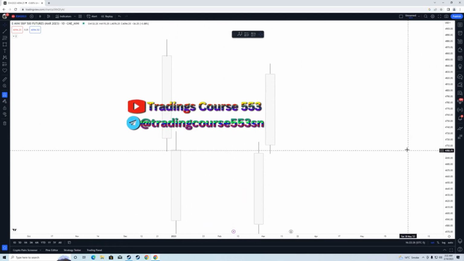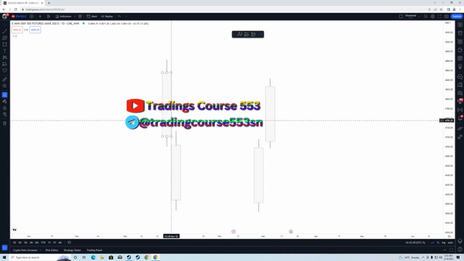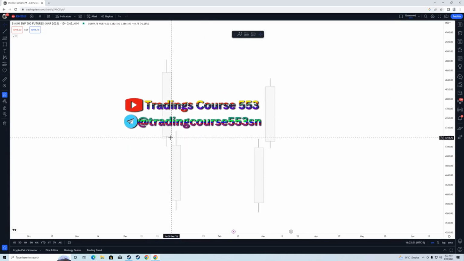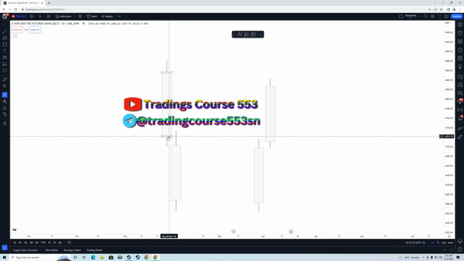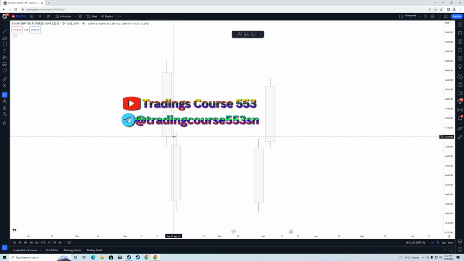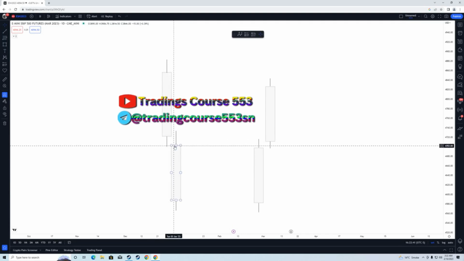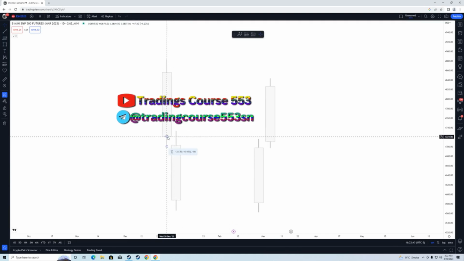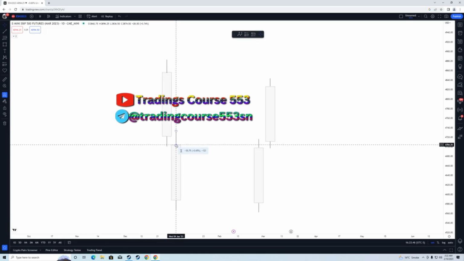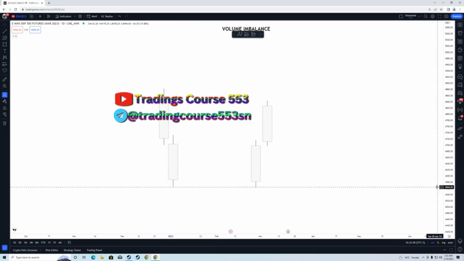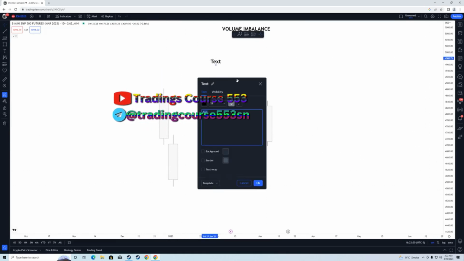So in this example, you can see this candle right here, it closed right here. And the next candle, instead of opening at the closing price, it opens below the closing price, leaving this imbalance or volume imbalance around here. Now this is a two candle pattern.